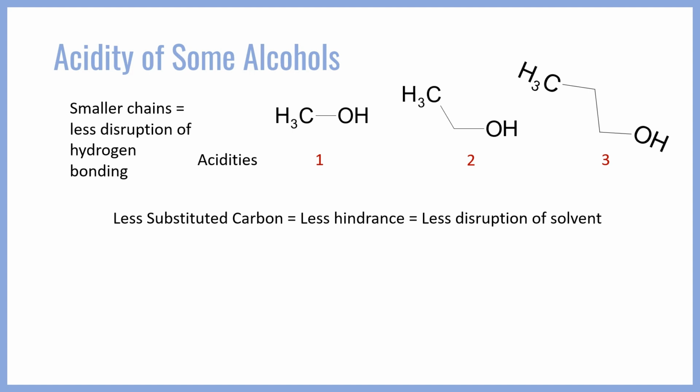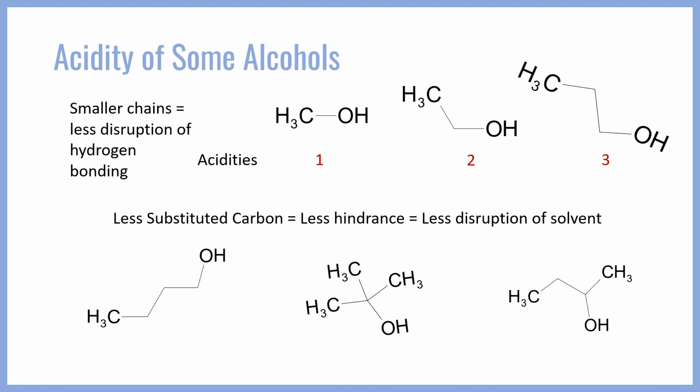The less substituted the carbon is, the less sterically hindered it will be, and the less disruption of the solvent effects. For example, let's consider these molecules here. We have a primary alcohol, a tertiary alcohol, and a secondary alcohol. So the substitution is going to go from left to right, primary, tertiary, secondary. So if we were to rank the acidities of these molecules, what would we expect? Well, these are all 4 carbon molecules, so we're not really worrying about the size of the chain per se, but the substitutions are going to matter.